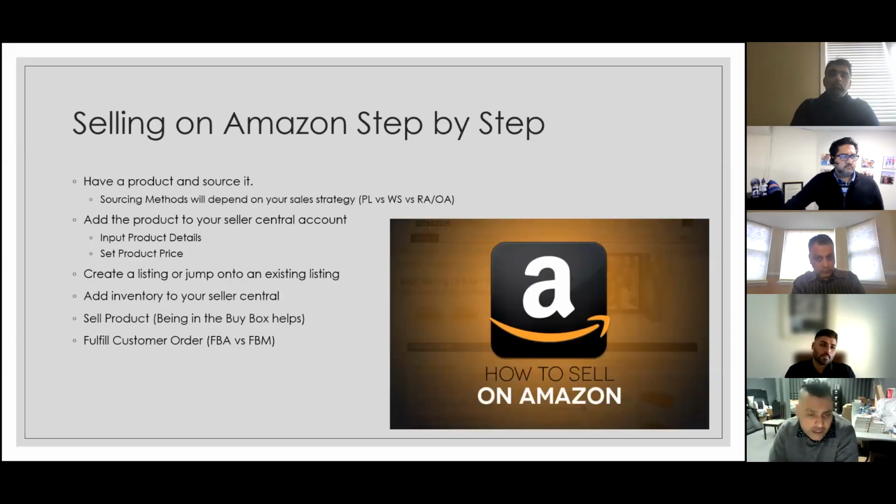Okay, now that you've gotten a little familiar with the methods of selling on Amazon, let's take a look at a step-by-step plan. Determine which model you're going to use. Are you going to go with private label, wholesale, retail, or online arbitrage? Add the product onto your seller account. You can either jump on a listing or create a listing. For a beginner, I suggest jumping on a listing. Then you want to add inventory and determine how you're going to fulfill your orders to your customers, FBA versus FBM.